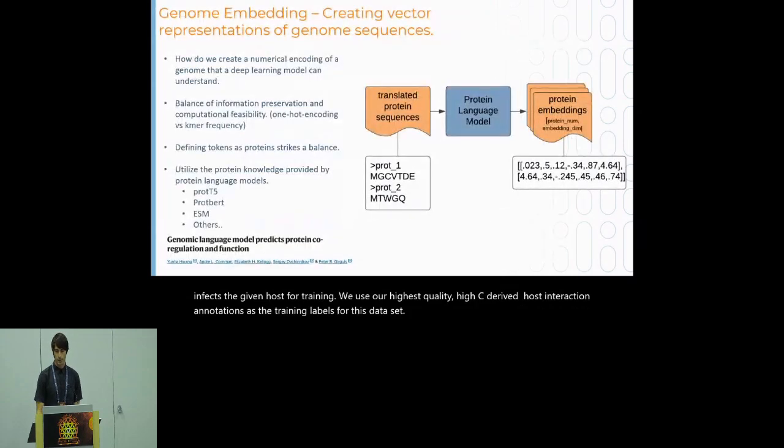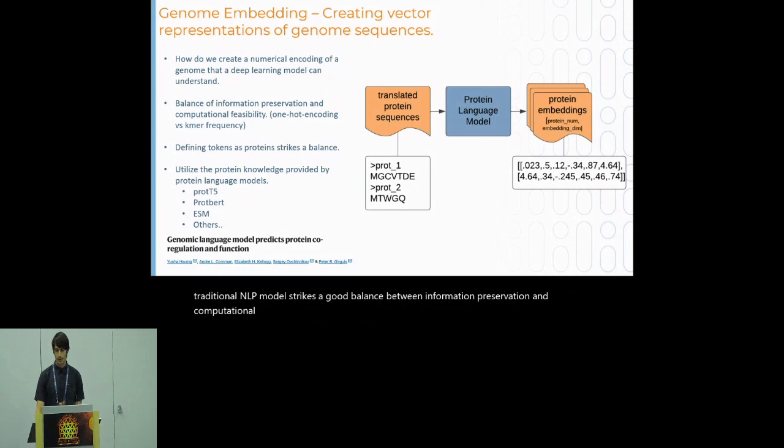So the first component of this effort was to develop a way to create a numerical representation of a genome. This essentially requires finding a balance between preserving the valuable sequence context information while also maintaining computational tractability. And so, like many in the field of computational biology right now, we turned to the field of natural language processing. We found that defining the proteins that make up a genome as tokens, as words are the tokens in a sentence fed to a traditional NLP model, strikes a good balance between information preservation and computational feasibility.